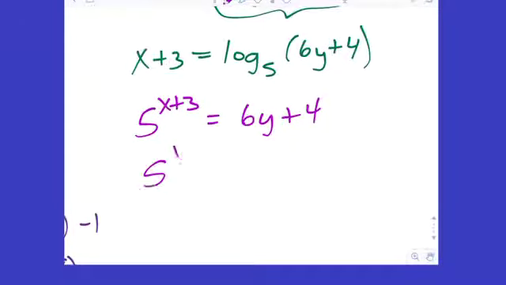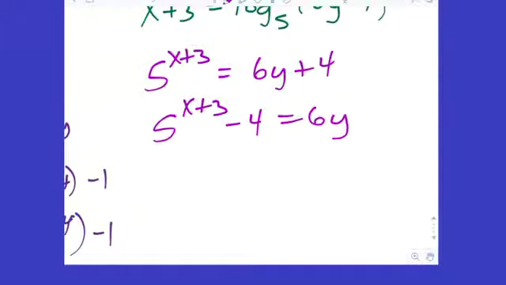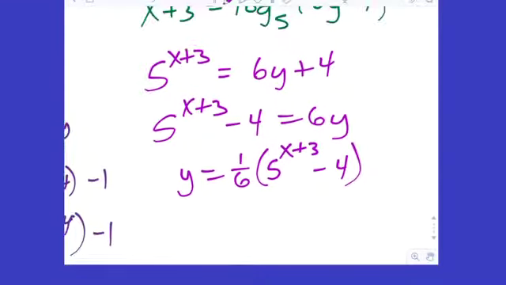Now you subtract 4 and divide through by 6, which is the same as multiplying by 1/6. So you get y equals 1/6. Now here you don't want to mess up at the very end. You multiply the whole left side by a 6. So technically it's got to be in parentheses like that.